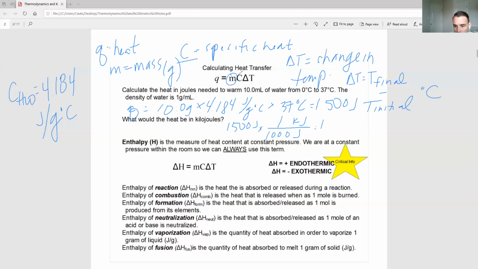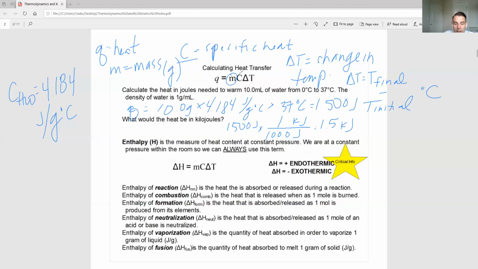And that's going to be 1.5 kilojoules, still keeping those sig figs. So MCAT, pretty simple. Enthalpy, which is represented with an H, is the measure of heat content at a constant pressure. We are always at a constant pressure whenever we're in a room. We cannot change the pressure of an entire room, so we can always use this term. So Q and H can be interchangeable when we're talking about heat calculations.